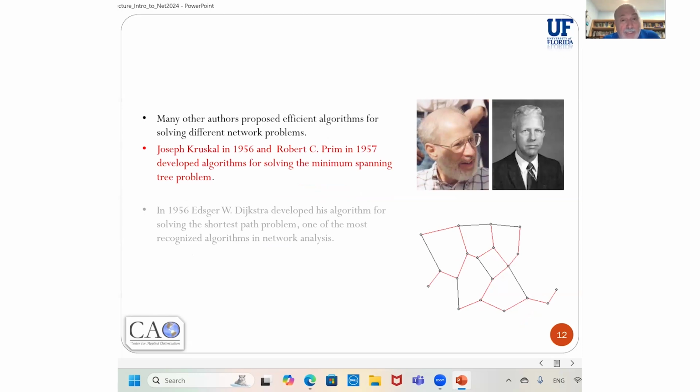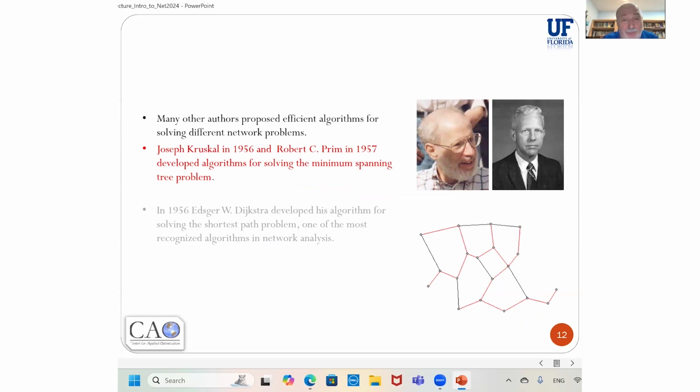And after that time, many authors proposed efficient algorithms for solving network problems. One of the basic network problems is the minimum spanning tree problem. A spanning tree is nothing else but a tree that touches all the vertices of the network. And so fundamental algorithms for this problem are very important.